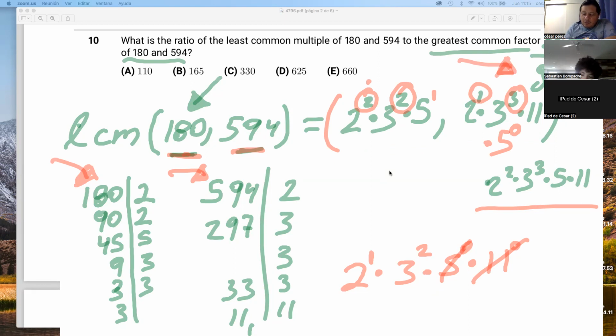It's the same for both. We need to factor the numbers. But if we want the multiple, we are going to use the greatest of every power. And if we need to find the greatest common factor, we are going to use the smaller of every power. Okay? Do you understand the idea?